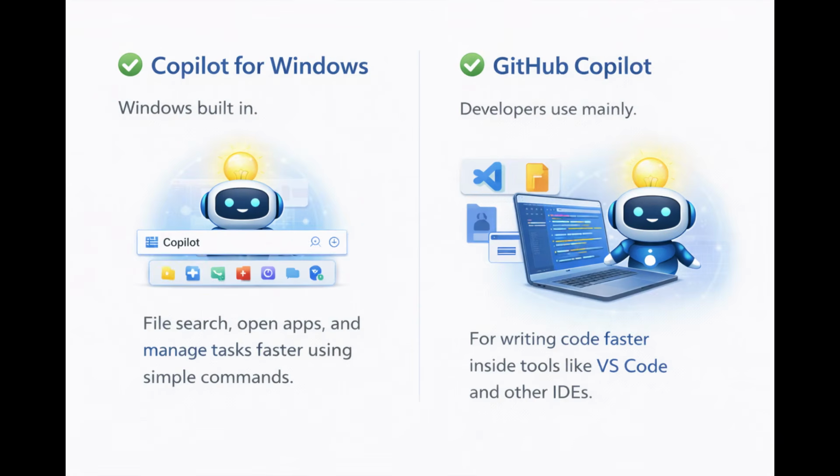And the second one is Copilot for Windows. This version is built directly into Windows. It helps you search files, open apps, and manage tasks faster using simple commands. And GitHub Copilot. This is mainly for developers. It helps you write code faster inside tools like VS Code and other IDEs.